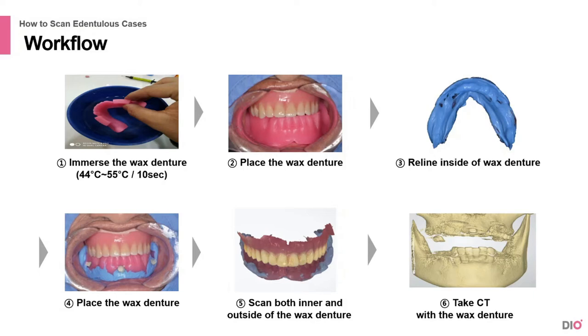Next, place the wax denture inside a patient's oral cavity with a marker or a fluorescein attached. After that, scan both inner and exterior sides of the wax denture and the opposing teeth. And finally, take the CT with the wax denture fitted in the patient's mouth. Here's a video about using a wax denture.